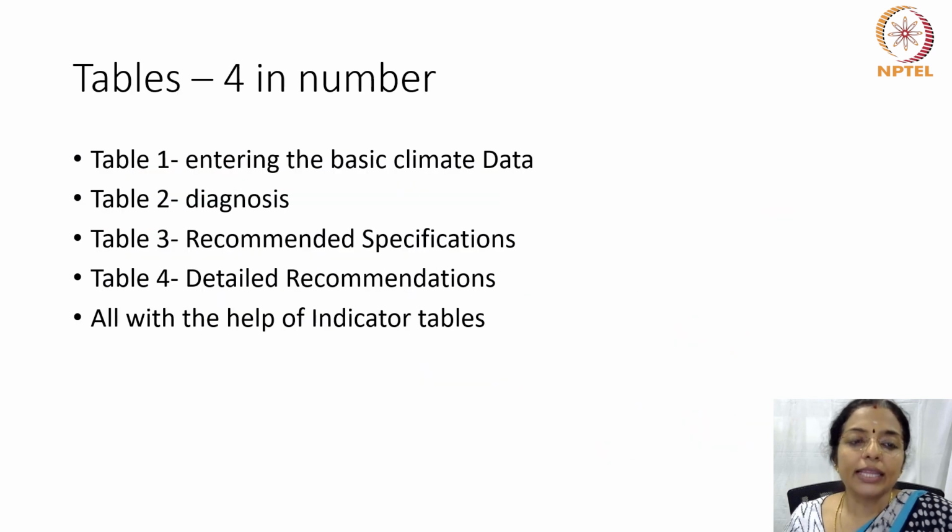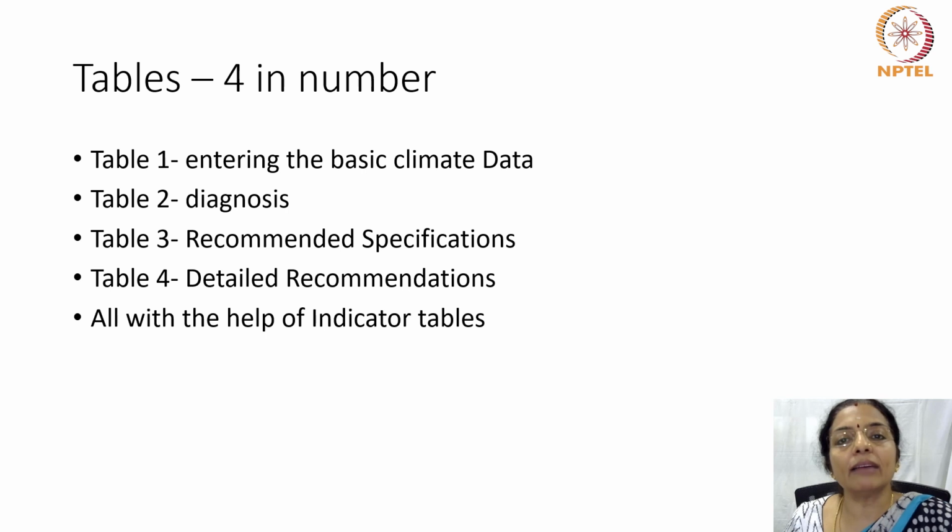There are basically four tables. The first table pertains to entering the basic climate data. What basic climate data? That is something I have already told you in the previous slide: the maximum, minimum and mean temperature, humidity, wind data, etc. Table 2 pertains to diagnosis. Table 3 gives us recommended specifications, while Table 4 gives us detailed recommendations.